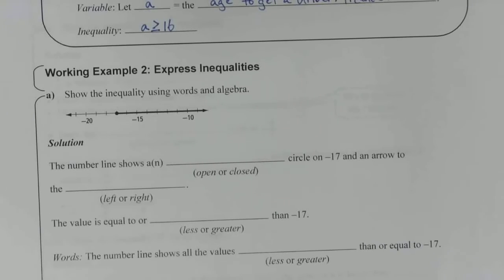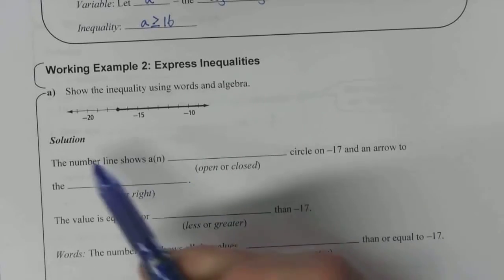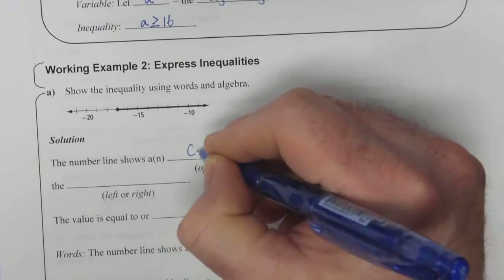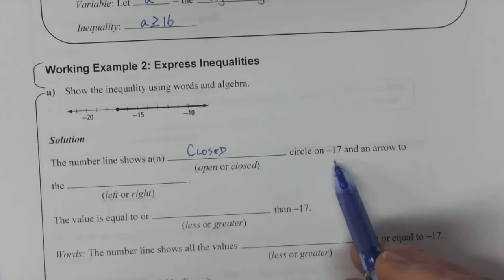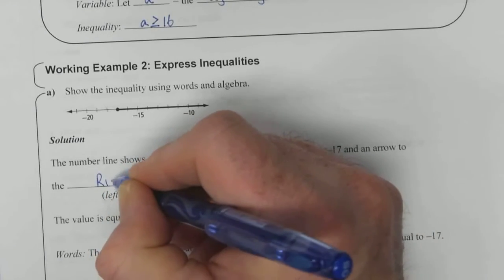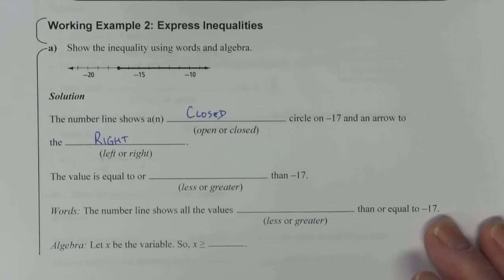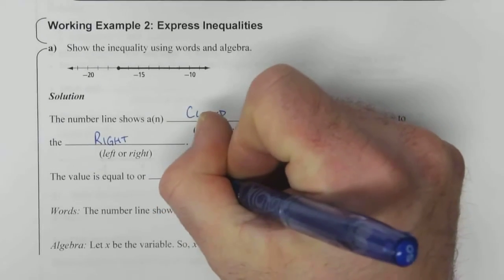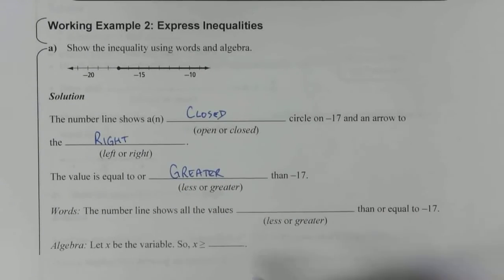Working example number 2, express inequality. Show the inequality using words and algebra. Okay, so it looks like the number line shows a closed circle on negative 17 and an arrow to the right. The value is equal to or greater than negative 17.